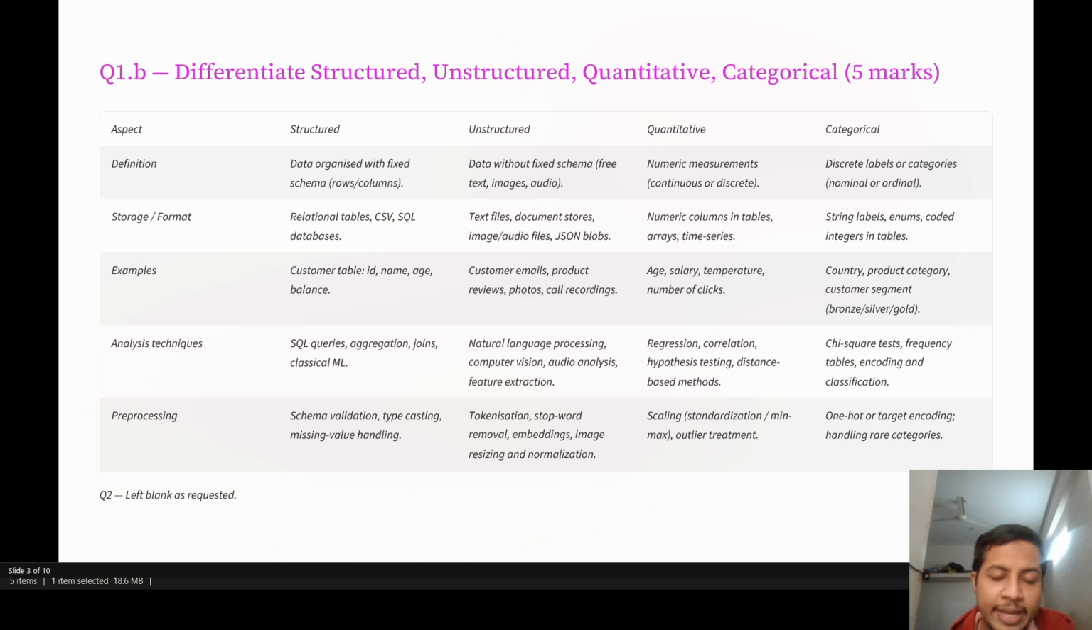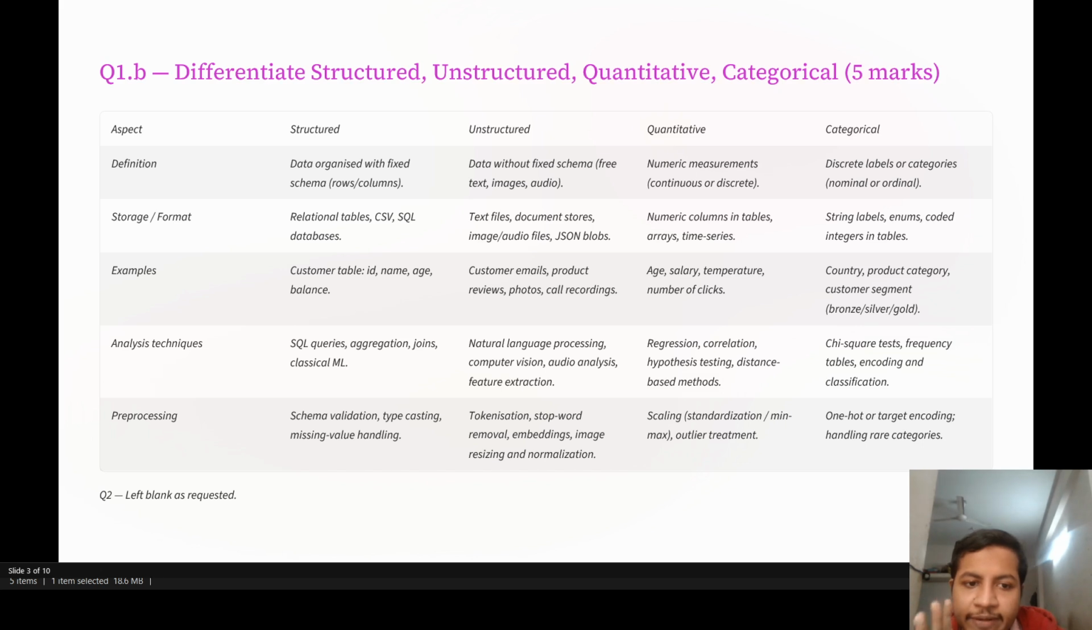Now some examples. An example of structured data is a customer table, in which there are several columns, for example ID, name, age, balance. The example of unstructured data will be customer emails, product reviews, photos, call recordings, all in one. Quantitative is age, salary, temperature, number of clicks, all in numerical format. And categorical is country, product category, customer segment like bronze, silver, gold.